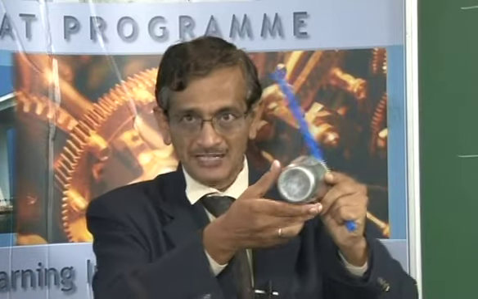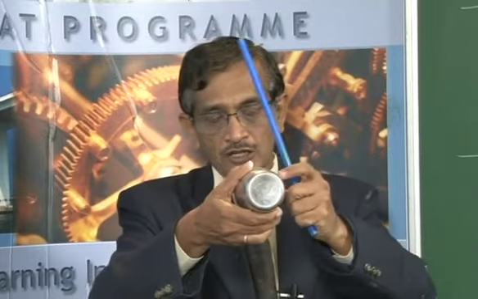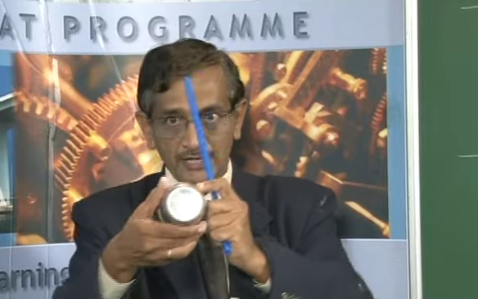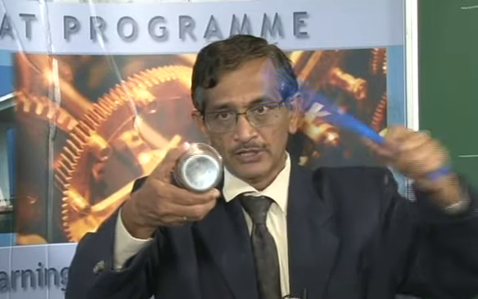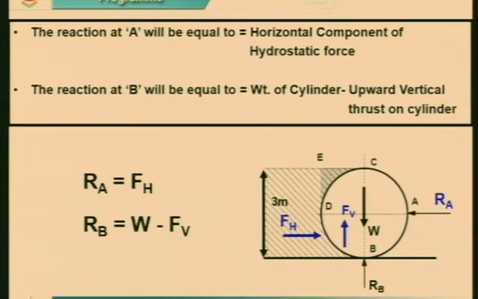I repeat, this is a cylinder. On this side oil is there. This oil is trying to push the cylinder towards your left, my right. This is the hydrostatic force Fh, and this is the reaction Ra. So Fh is equal to Ra.